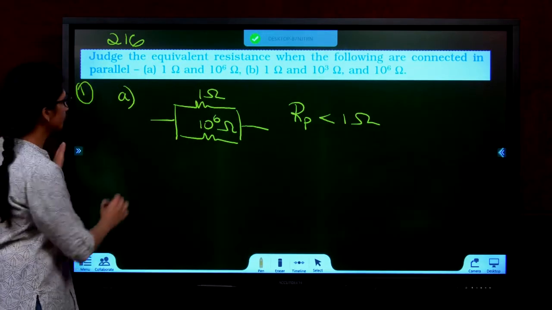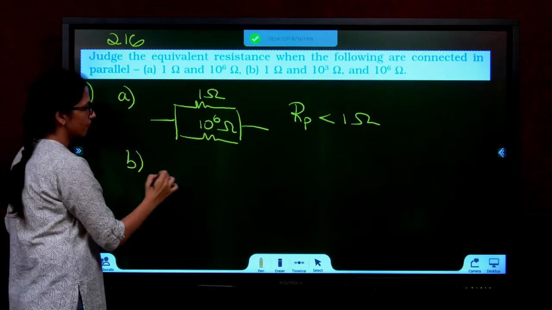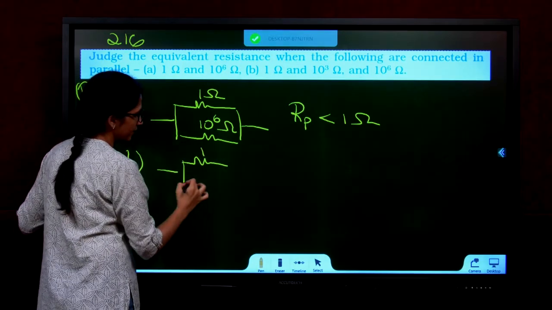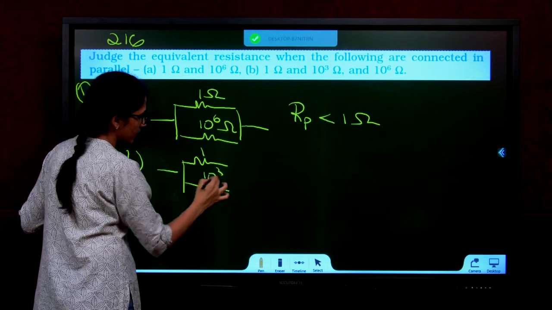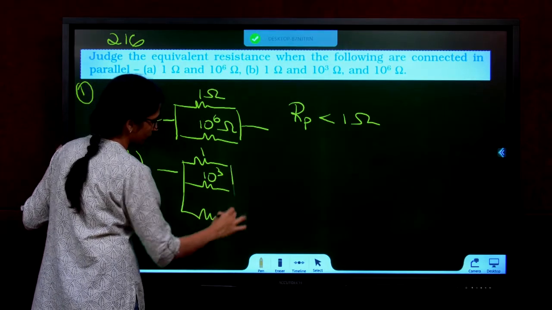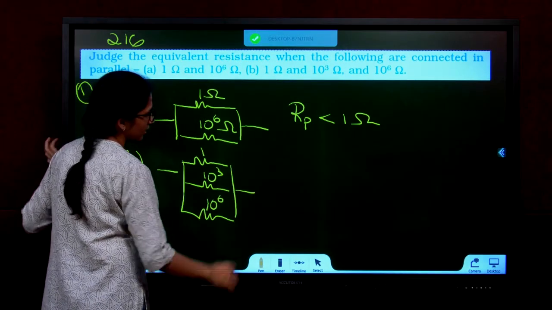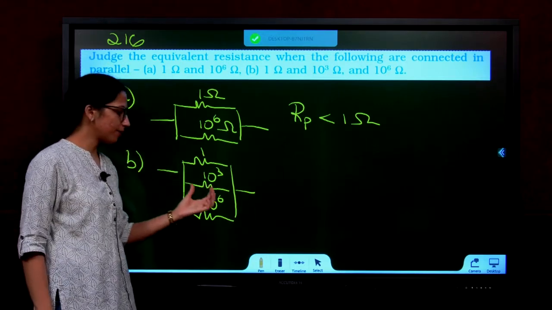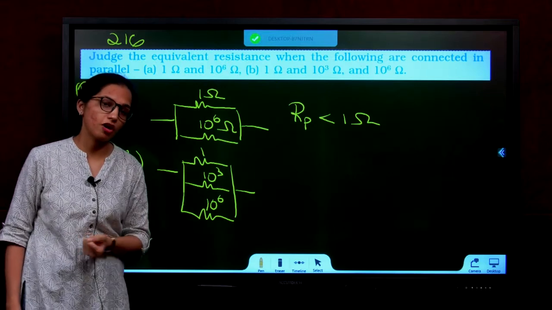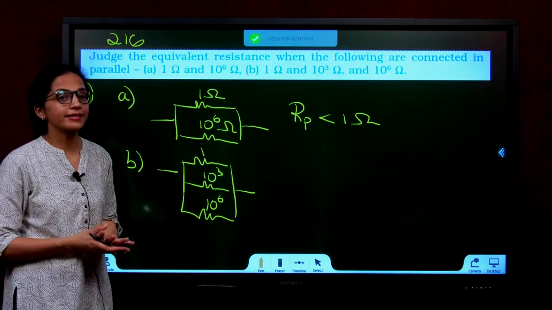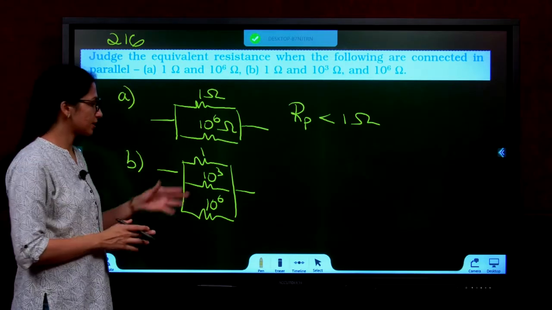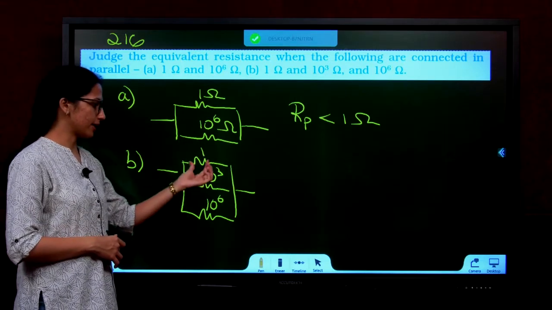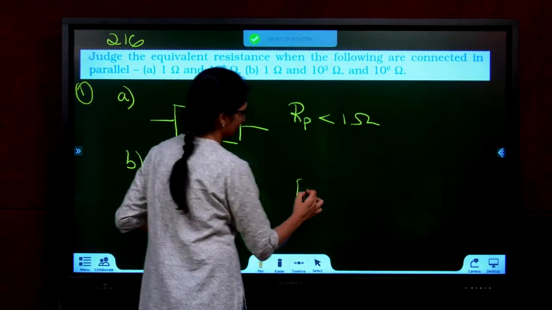Second part of the question, 1 ohm, 10 power 3 ohm and 10 power 6 ohm. Then what will be your answer here? You have 1 ohm, 10 power 3, 10 power 6. In parallel combination, the total resistance is less than the least resistance. Who is the least here? 1. Rp will be less than 1.